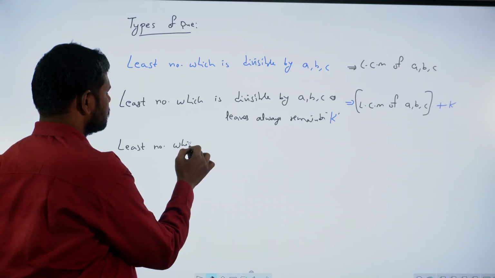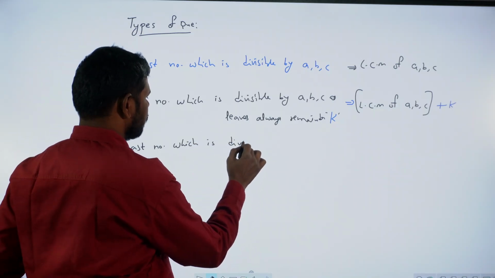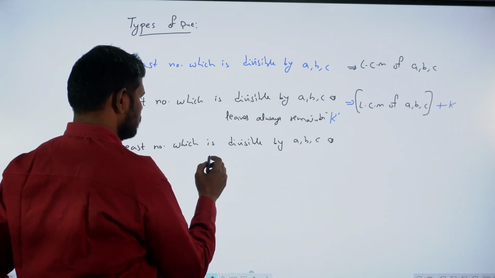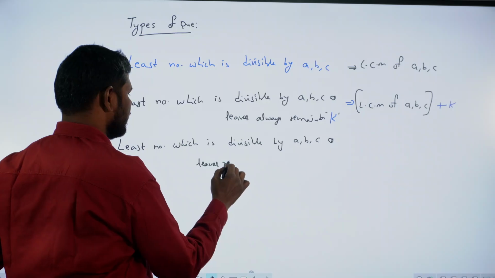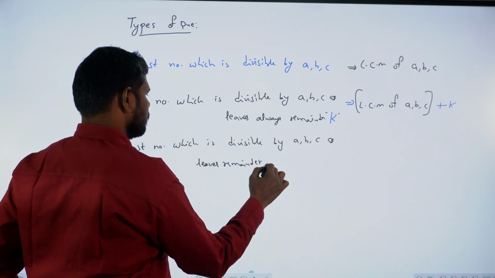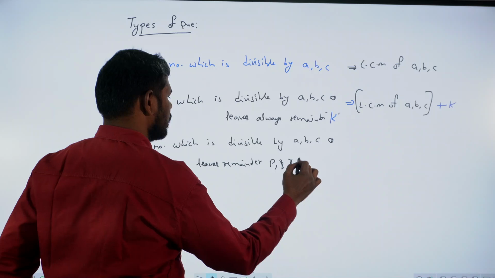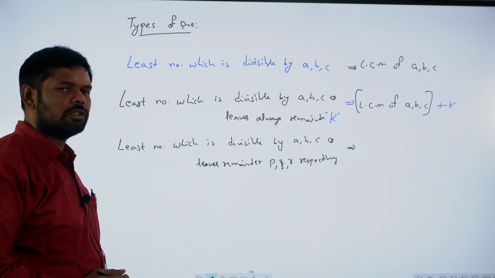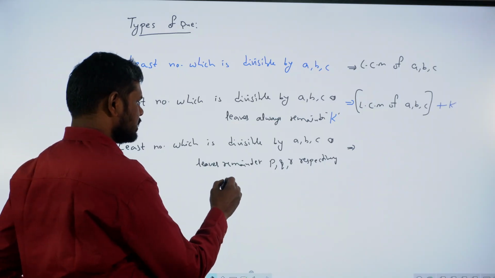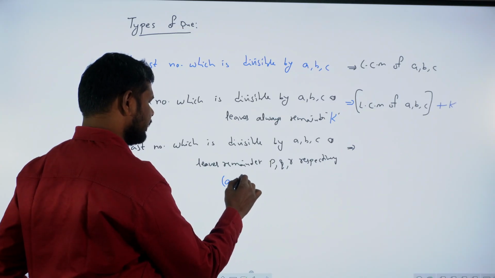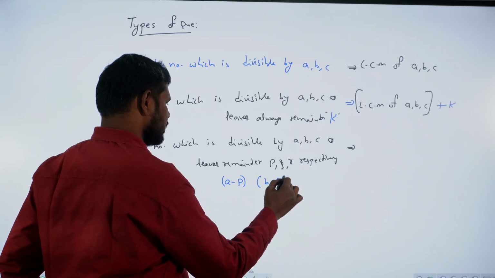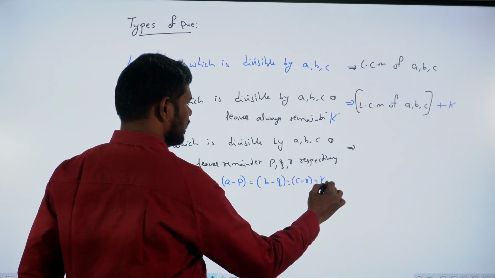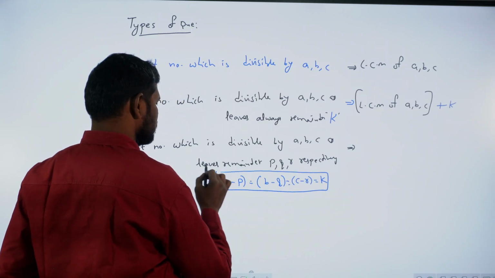Sometimes they frame questions like this. Least number which is divisible by A, B, C and leaves remainders P, Q, R respectively. So find the least number which is divisible by A, B, C and leaves three different remainders. In this case, suppose you consider the differences A minus P, B minus Q and C minus R, definitely this difference of the divisor and the remainder must be equal to some constant.